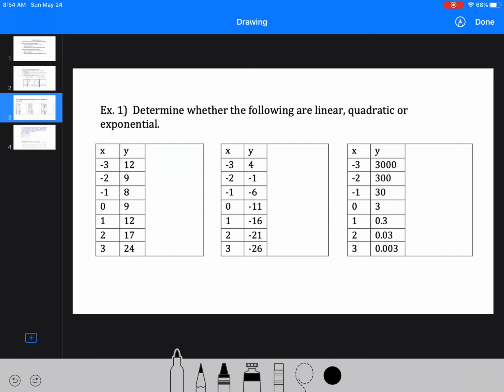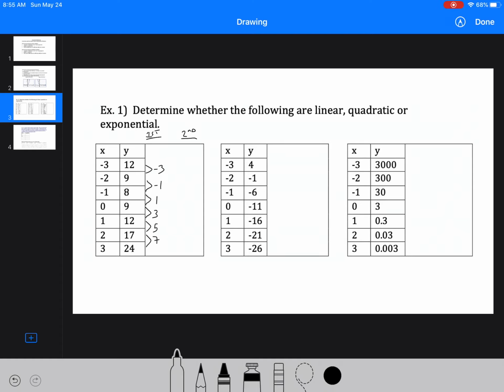So the first thing we need to do is find our first differences, our second differences, and then if neither of those work, we're going to find our common ratio. For our first differences, we start at the bottom. We're going to do 24 minus 17. We get 7. Then 17 minus 12, we get 5. 12 minus 9, we get 3. And then 1, and then negative 1, and then negative 3. Those are not the same, so this is not linear.